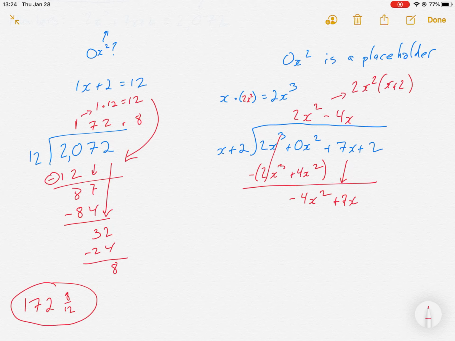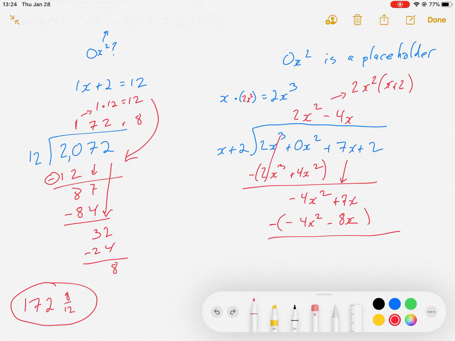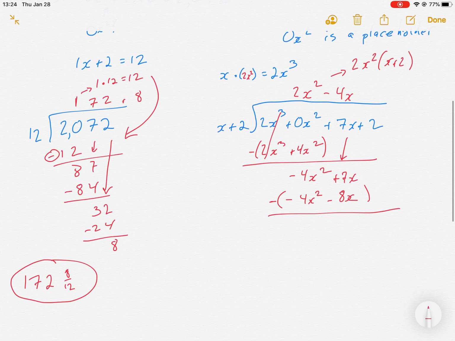I'm going to distribute that to everything, negative 4x squared minus 8x. We'll go ahead and subtract all of this so all the signs change. You can actually go through and change those to pluses if you want, but I'm not going to worry about that. Just know that that's what I'm doing. So these will cancel out, and I'll be left with 15x.